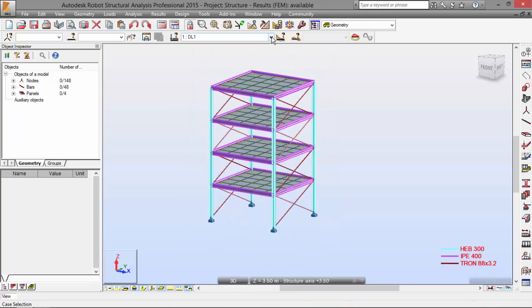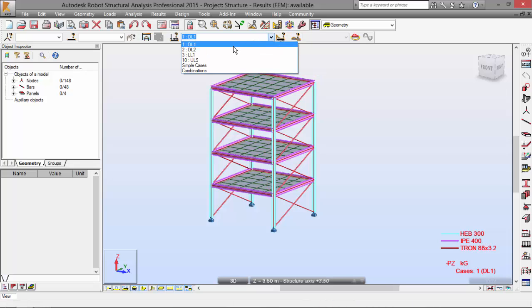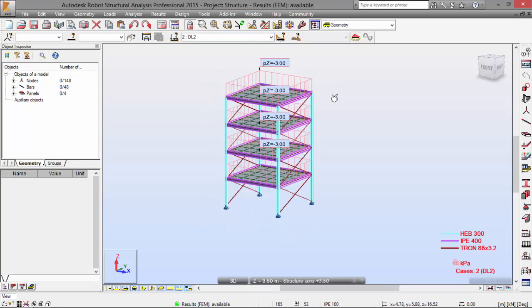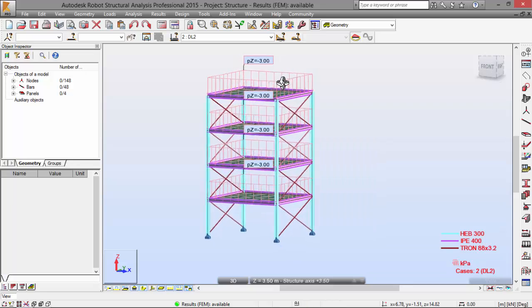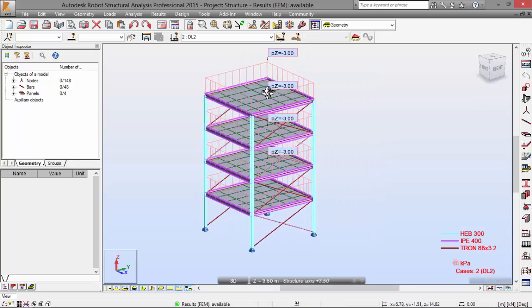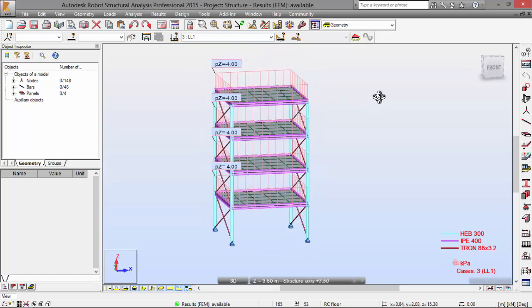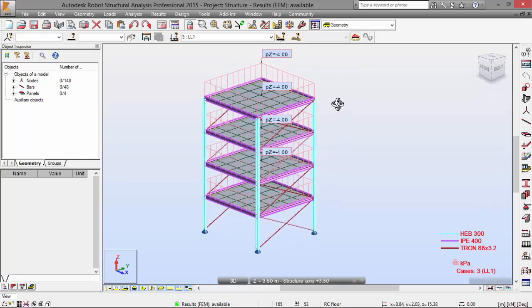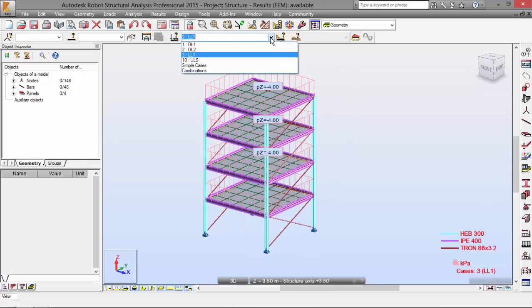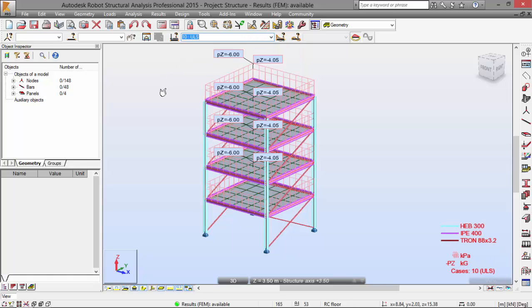I've already defined three load cases, actually four load cases. Load one is just the self weight. Load two is a 3 kilopascal downward force in each of the levels here, each of the slabs of the structure, and the live load of 4 kilopascals shown here.